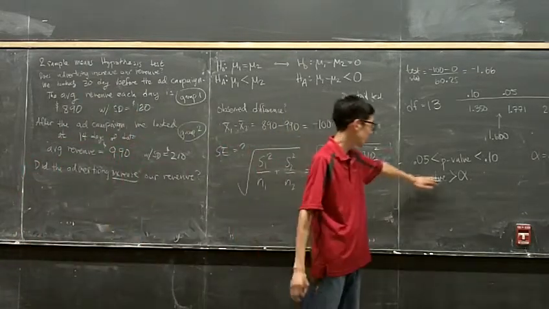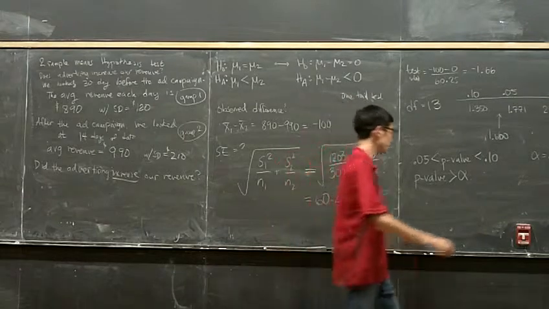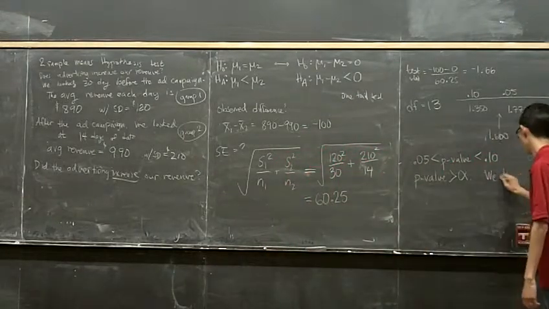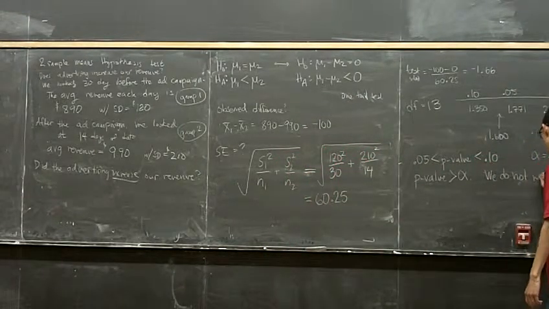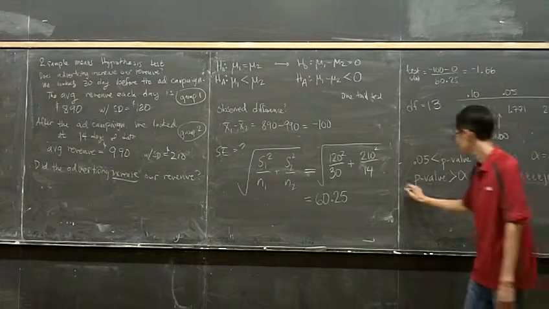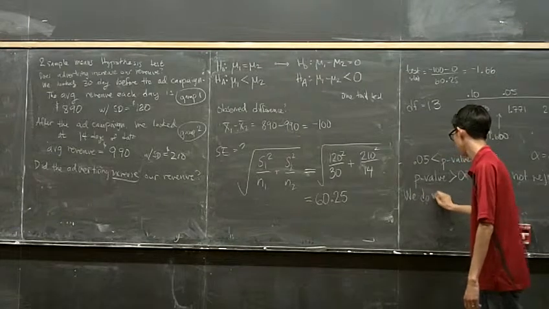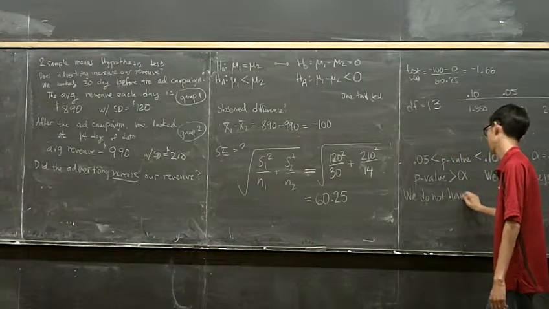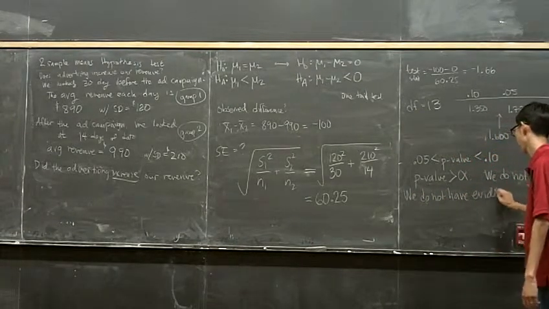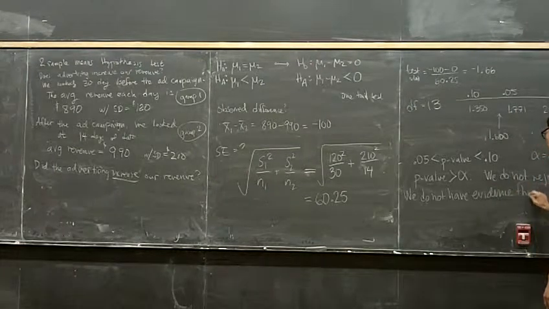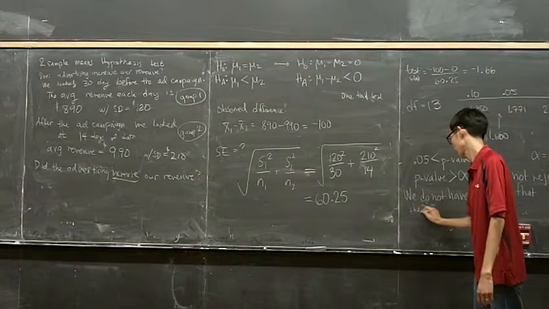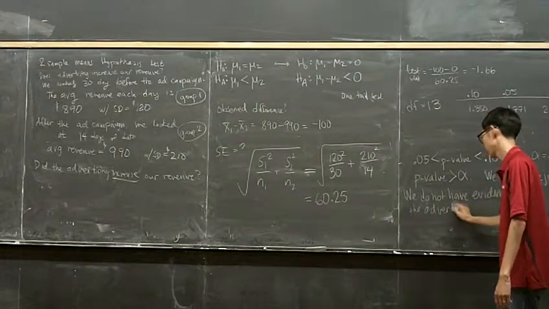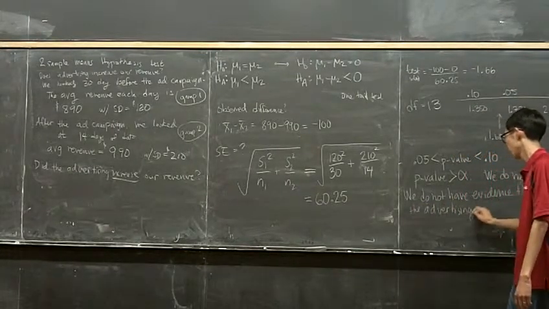So the p-value is greater than alpha, so we do not reject the null hypothesis, and we say we do not have evidence that the advertising increased our revenue.